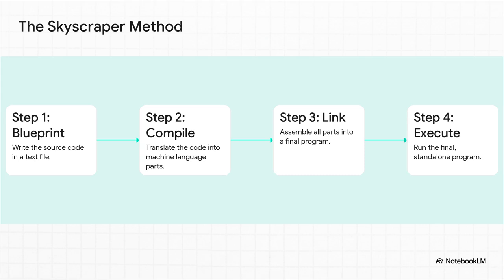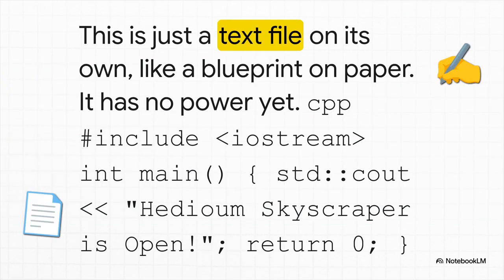First, you gotta have the blueprint. Then, you manufacture all the parts. Then you assemble everything. And only then do you get to have the grand opening. So, step one, here's our blueprint. It's a simple text file we're calling main.cpp. But you have to remember, right now, that's all it is, just text. It can't do anything by itself, any more than a paper blueprint can actually shelter you from the rain.